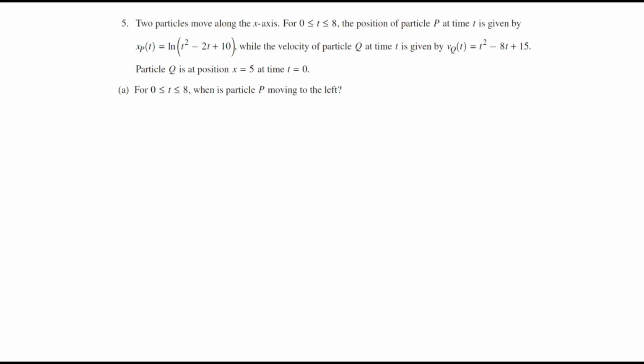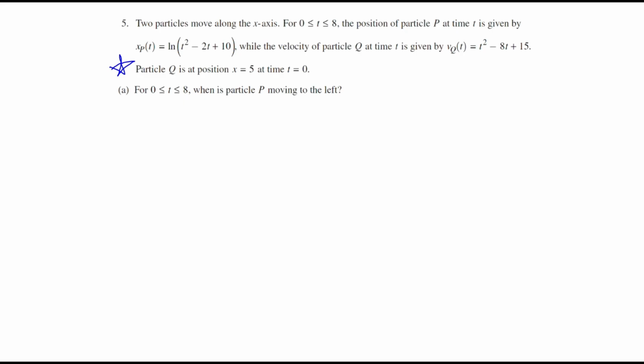Oh, right. This is question number 5 from the 2017 AP Calculus AB exam. It's a motion FRQ, right? We've got 2 particles moving along the x-axis from 0 to 8. Particle P has a position given by x sub p of t. And the velocity of particle Q, the other particle, is given by v sub q of t. And we're also given here an initial position. Particle Q is at 5 when t is 0.